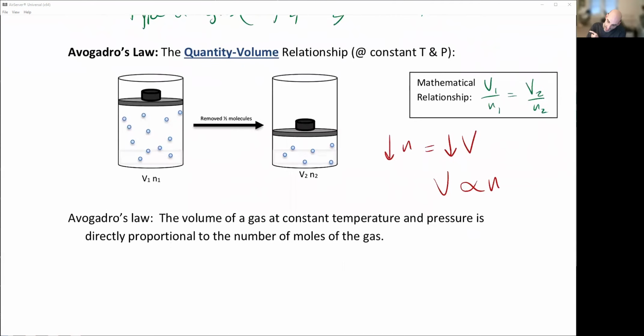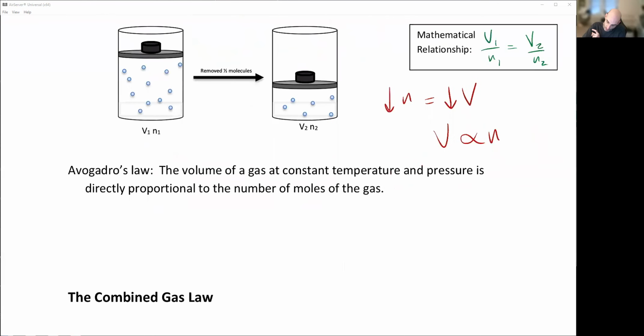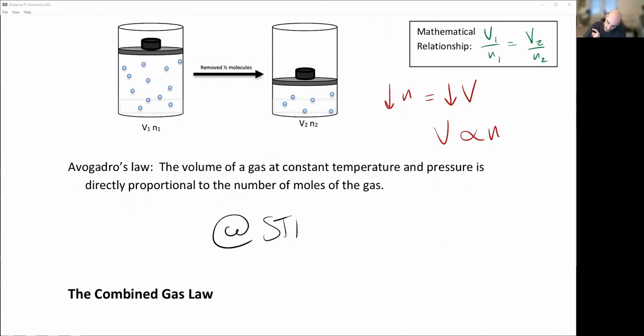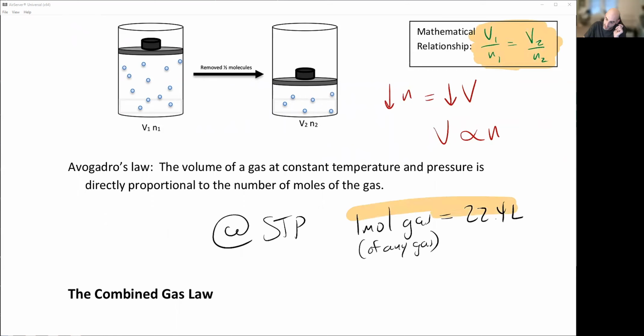In fact, at standard temperature pressure, which we're going to talk about shortly, and this is an important number to know, 1 mole of gas is equal to 22.4 liters of any type of gas. So we see the relationship between volume and moles. So that means if I know volumes, I also know moles. And this value of 22.4 liters is an important number to know.